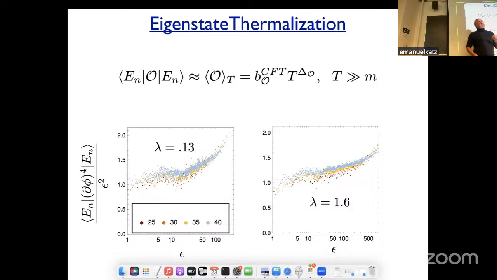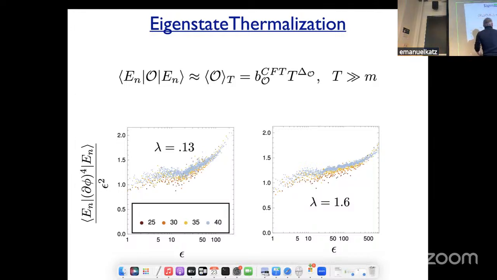Now, how is it that we can test eigenstate thermalization? We can test it because when we are at very high temperatures compared to the relevant deformations, that is just described by the CFT. And therefore, the expectation value of this operator is entirely given in terms of the CFT data. It depends on a coefficient that we know from the CFT because it's just a free scalar, and a power of the temperature, which corresponds to the dimension of this operator because it's scale invariant. And so we go out and we measure these.